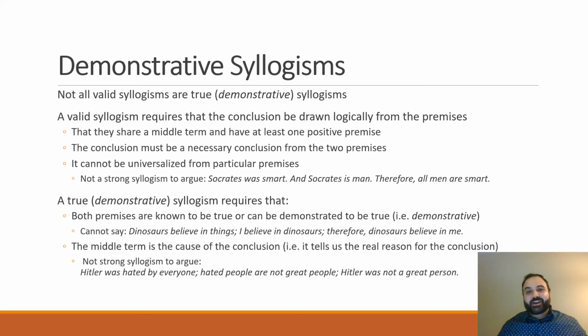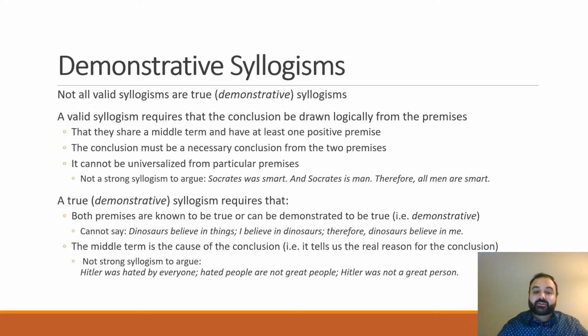Well, dinosaurs are dead. They don't exist anymore, and there's no way we can ever know that they believed fully in humans, and certainly can't say that dinosaurs believe in you when you live now and dinosaurs lived a very long time ago. So you can't demonstrate both of those premises, dinosaurs believe in things and I believe in dinosaurs. Well, you can show that I believe in dinosaurs, but you can't know for true that dinosaurs believe in things, and certainly as a result can't draw the conclusion that dinosaurs believe in you. So this is a bad, invalid, illogical syllogism.